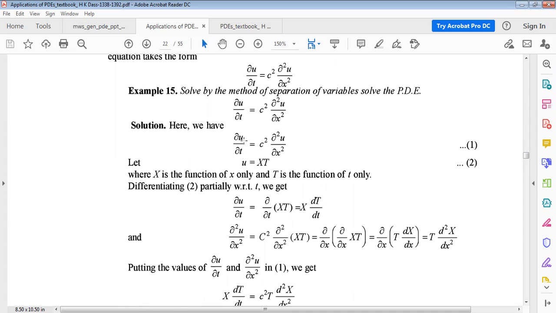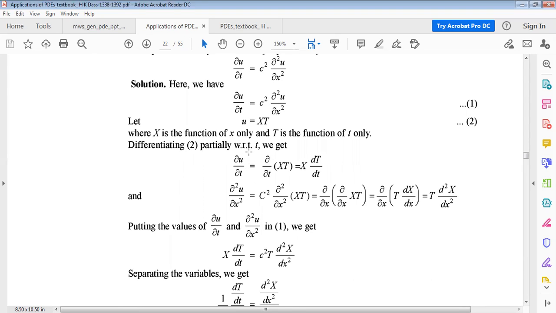Suppose here u is a function of t and x. Okay, so let us consider the solution will be u equals to what? X t. Similar process, we have solved these types of differential equations. Now taking partial differentiation of u with respect to t, we get this, and double differentiation, del square u del x square, what will be? C square del square del x square of X T. Then we get this one.